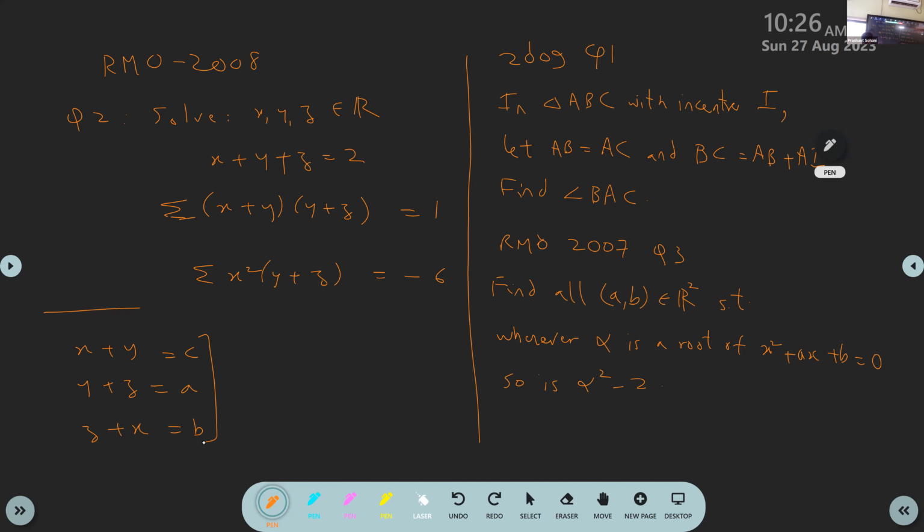So for example, now if you add, you will see that x plus y plus z will be a plus b plus c by 2, which is s, right? And so now I can express x, y, z in terms of a, b, c, right? So x will be nothing but s minus a.